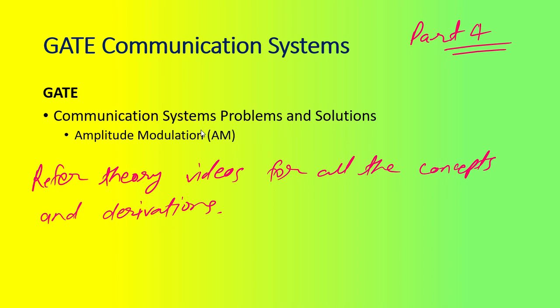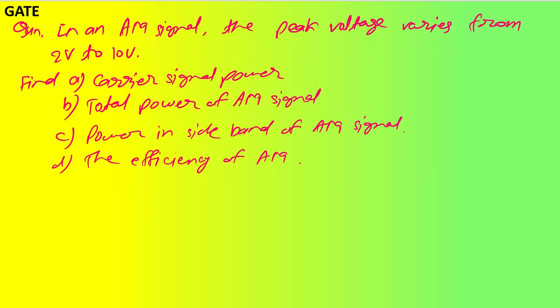Hello guys, let us take another set of GATE questions from amplitude modulation from previous year papers. So the question is: in an amplitude modulated signal, the peak voltage varies from 2 volt to 10 volt. We have to find out what is the total power in amplitude modulation. That was the main question.